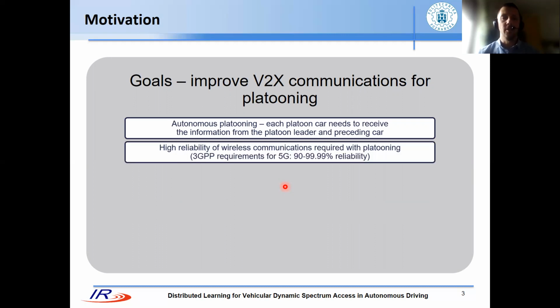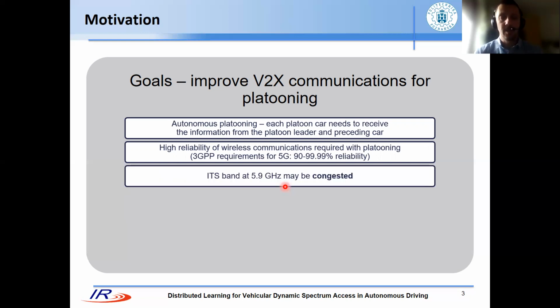Now, for such a scenario, the 3GPP envisaged quite high requirements for the 5G system, because the expected reliability of communication in such a case is between 90 to 99.99%, with the latter case actually applied in case of the fully autonomous scenario, which we consider here. So this will be our target goal, to achieve over 99.99% reliability.